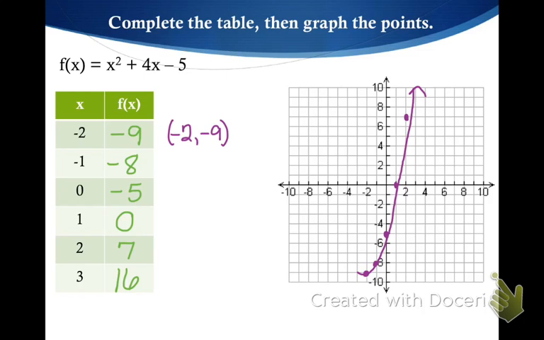Okay? So again, to complete a table, we just need to substitute each of those x values, figure out what the answer is, and that tells us the y value. The x and the y values together tell us the ordered pair, and then we can use those ordered pairs to plot it on the graph.